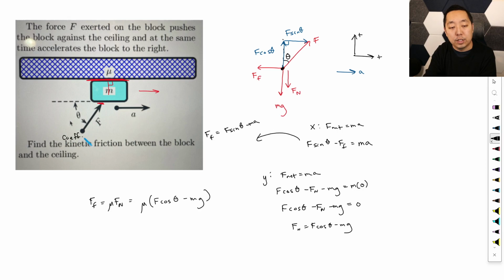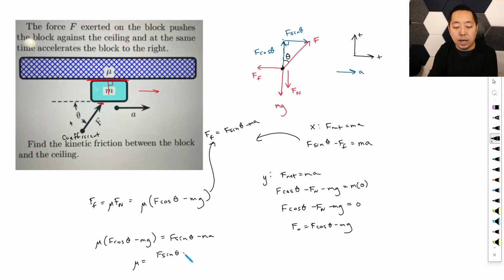I'm going to guess what they actually wanted you to do was solve for the coefficient of kinetic friction. Let's say you wanted to solve for that. Then you could say, oh, well, then I know these two are equal. So then I could say mu times F cosine theta minus mg would equal F sine theta minus ma. And then you could just solve for mu.